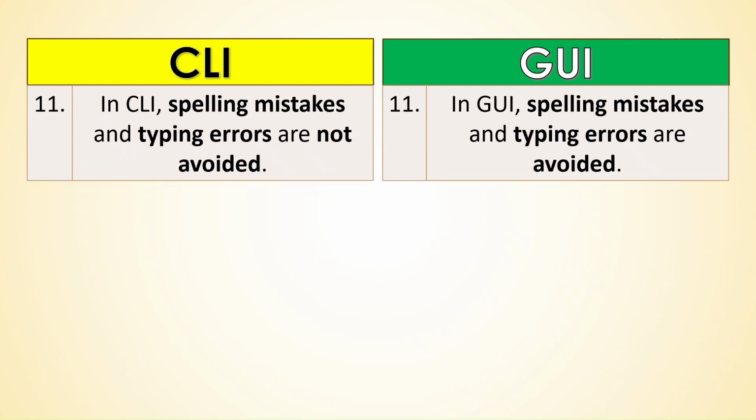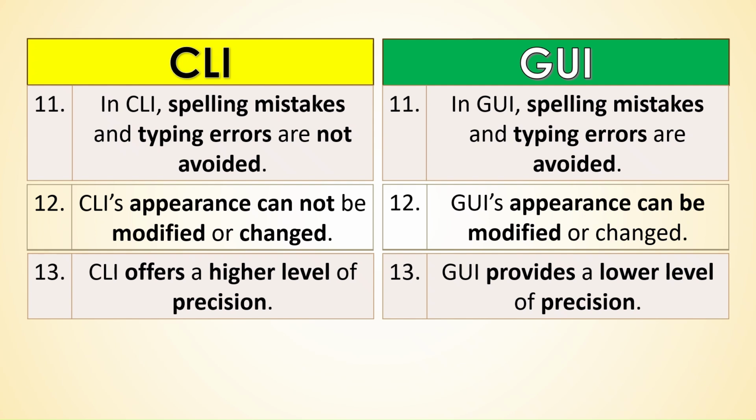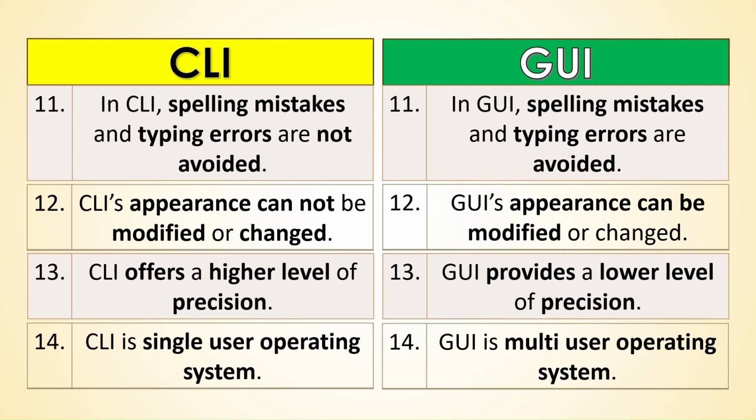In CLI, spelling mistakes and typing errors are not avoided. In GUI, spelling mistakes and typing errors are avoided. CLI's appearance cannot be modified or changed. GUI's appearance can be modified or changed. CLI offers a higher level of precision. GUI provides a lower level of precision. CLI is a single-user operating system. GUI is a multi-user operating system.